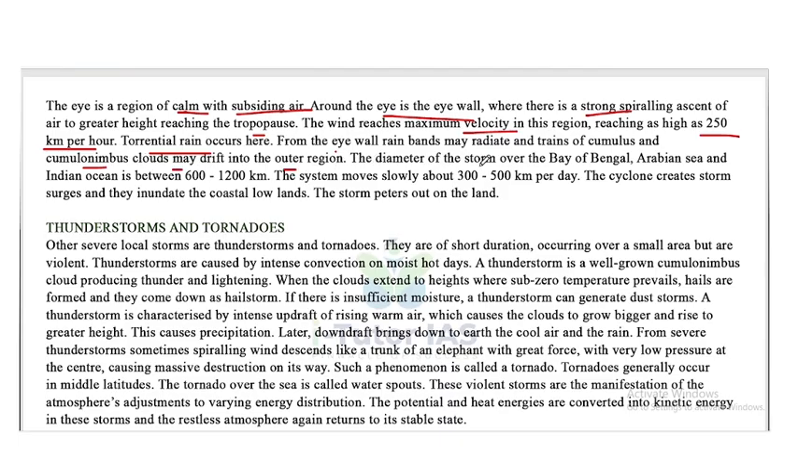The diameter of the storm over the Bay of Bengal, Arabian Sea and Indian Ocean is between 600 and 1200 km. The system moves slowly, about 300 to 500 km per day. The cyclone crest causes storm surges and they inundate the coastal lowlands. The storm peters out on the land.